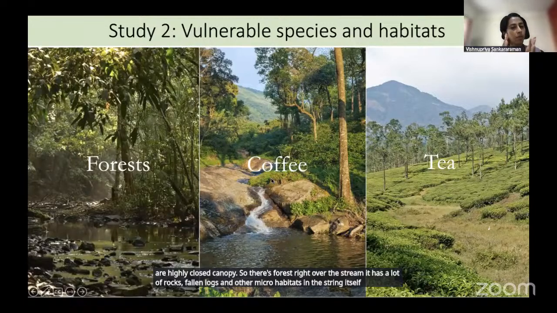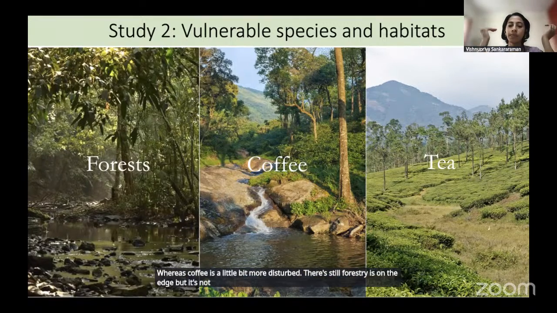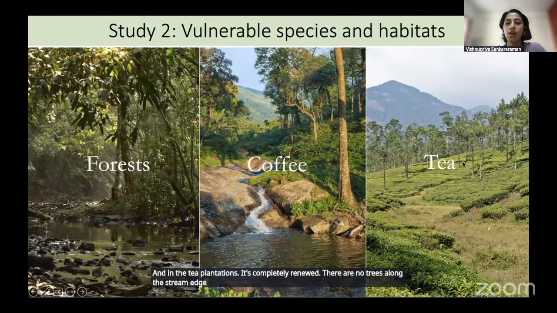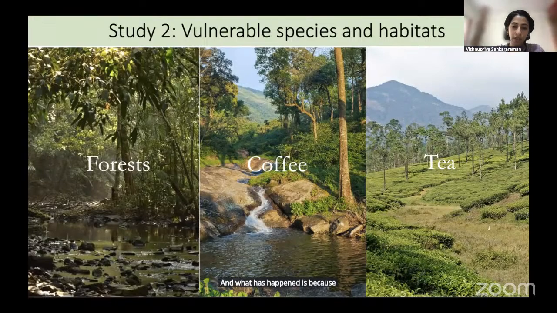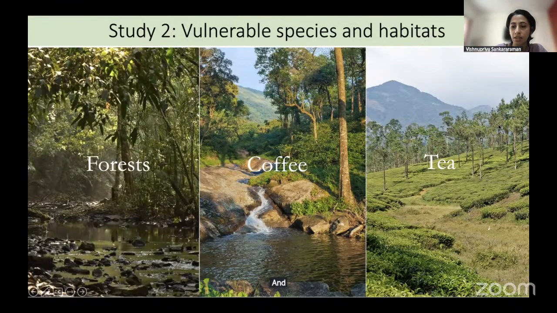Whereas coffee is a little bit more disturbed. There's still forest trees on the edge, but it's not a fully closed canopy. And there's less fallen logs, less rocks in many coffee streams. And in the tea plantations, it's completely denuded. There are no trees along the stream edge other than a few silver oak, which are not native to this landscape. And what has happened is because all of the trees have been chopped off, there's been a lot of soil erosion over the years, and they've all sedimented in the stream valleys.